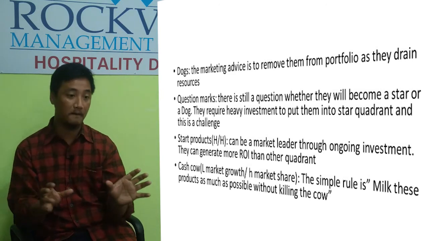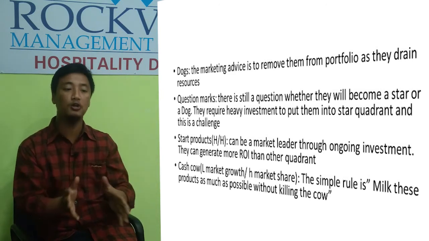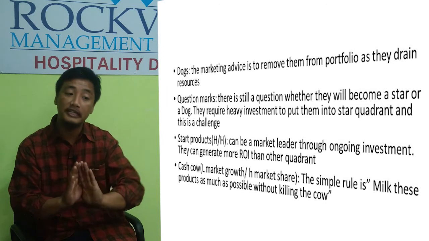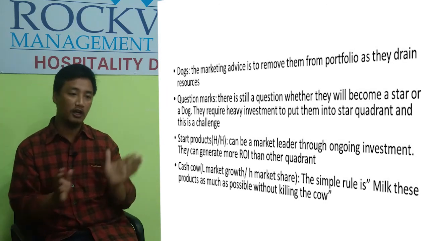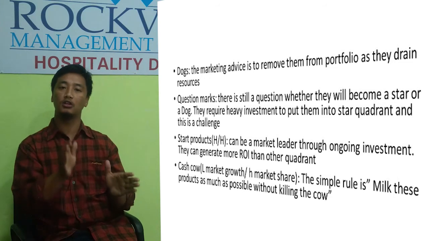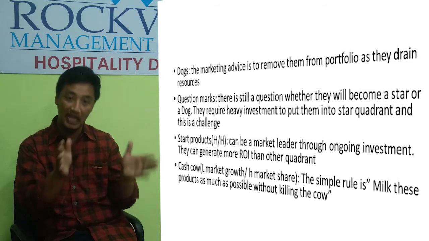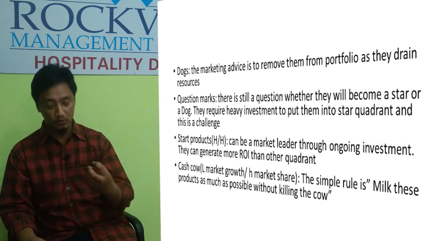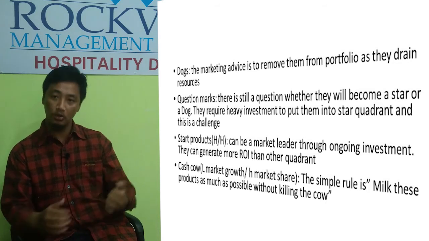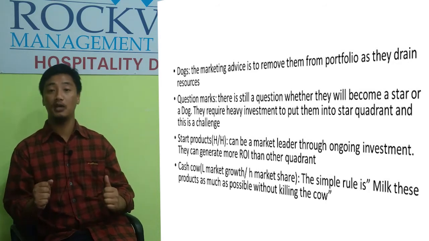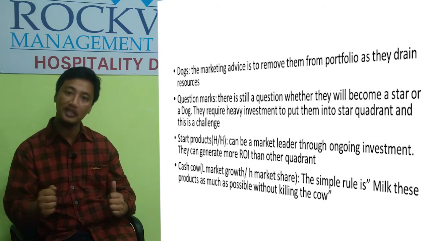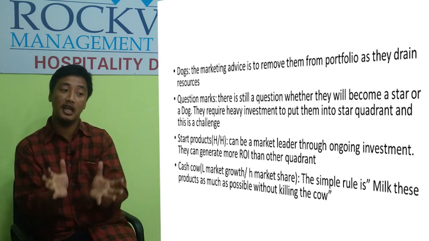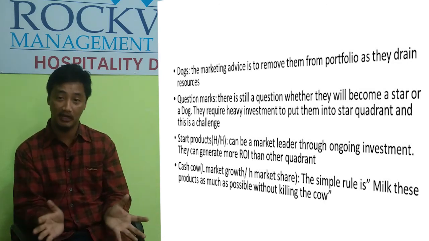So in the cash cow, the simple rule is to milk these products as much as possible without killing the cow. We need to understand that we need to nurture this cash cow. Like a cow, we need to generate cash from these products. Though the market is slow, we have a high market share. That means we can still generate cash out of the market. So we need to milk these products as much as possible without killing the market.